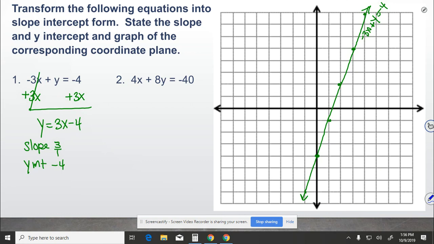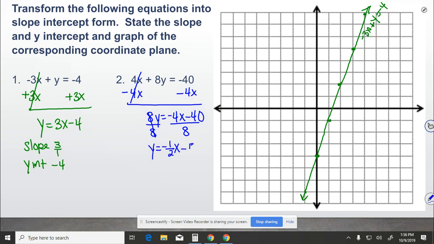So now for this one, again, we want to isolate the y. So we're going to start by subtracting 4x, which gives us 8y equals negative 4x minus 40. Then we're going to divide by 8, and y equals negative 1 half x minus 5. So now we have our slope is negative 1 half, and our y-intercept is negative 5.